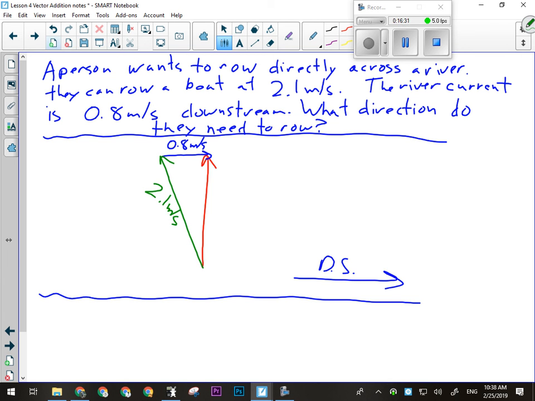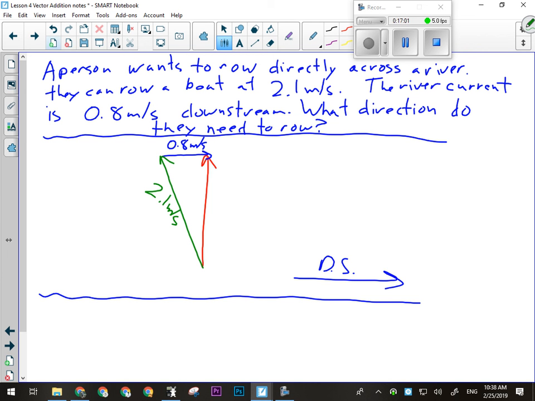I'm not going to end up moving across the river at 2.1 because the current's going to do what? It's going to slow me down. I have part of my velocity in the same direction as the river current, so I go a little slower. That's why this time the resultant is not the hypotenuse. Every other time we've done this, the resultant has been the hypotenuse. In this case, it can't be because the resultant is actually slower, because the current is going to take some of my speed away.